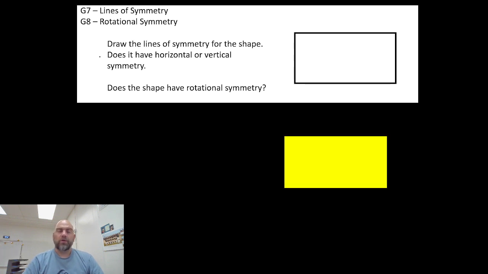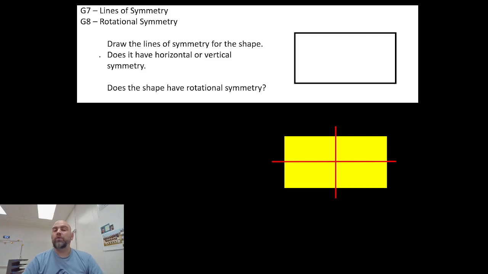So I'm going to again draw out my nice bright yellow rectangle, and we're going to look at lines of symmetry. I'm going to start, does it have vertical symmetry? You betcha it does, yep. Left and right hand sides are identical. Horizontal symmetry, top and bottom are identical. Oblique symmetry, not in this one.